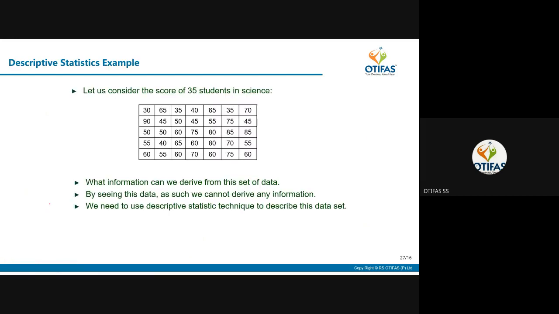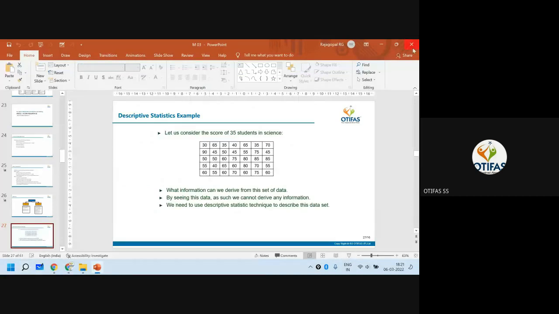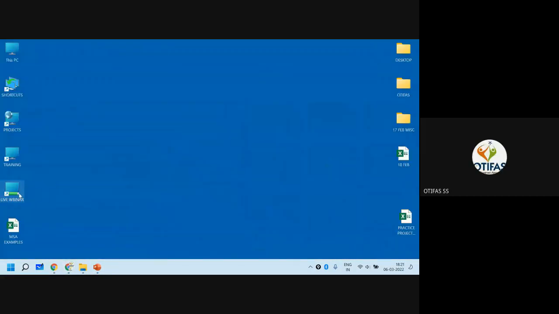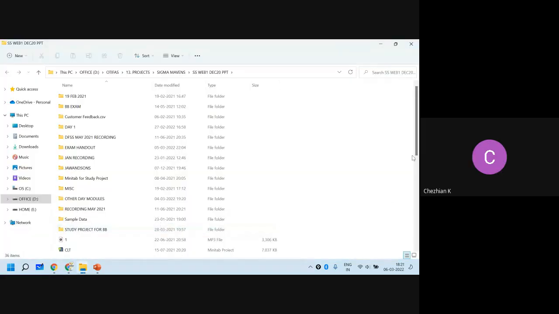Now let's take a very simple example. I used to take this example in my Six Sigma programs, green and black. Sir, can you please explain the types once more, descriptive and inferential?